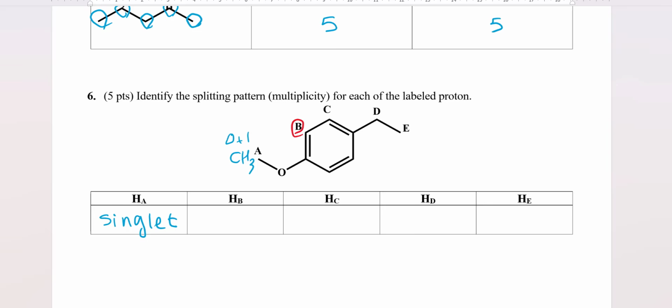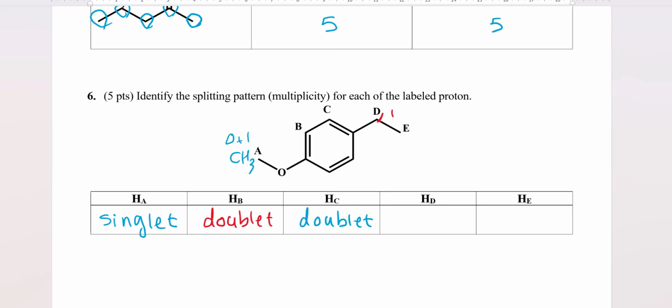B. Hydrogen attached to B has one neighbor, C. So 1 plus 1 is 2. So we see a doublet for B. Same thing for C. C has one neighbor, it is B. So 1 plus 1 is a doublet.